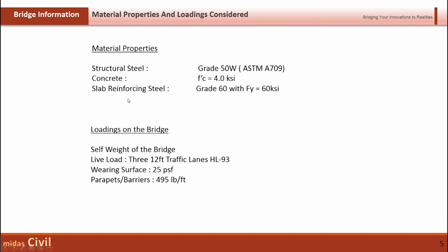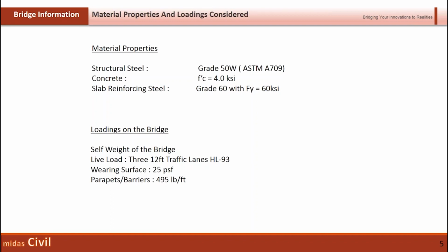For the material properties, we are having the structural steel property of ASTM A709 Grade 50W. And for concrete, we are having a compressive strength of 4 KSI. Then for slab reinforcing steel, we are having 60 KSI steel material properties.